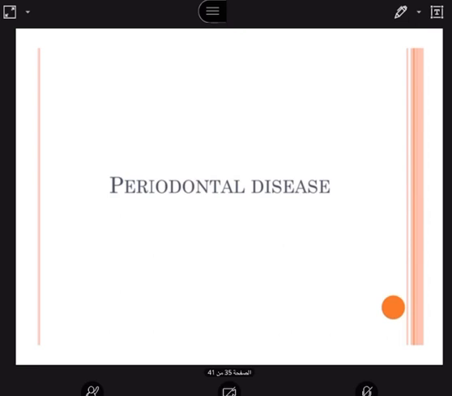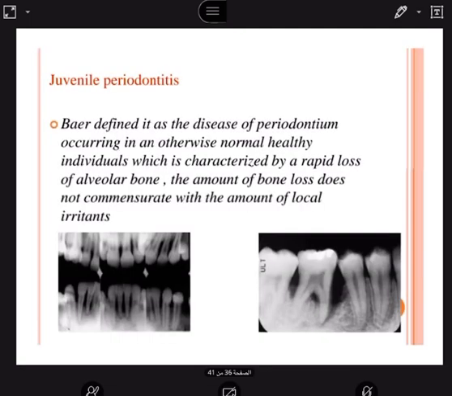So that was with regard to the condition. Now coming to the periodontal diseases. The first one is juvenile periodontitis. Baer is the person who defined this. It's not the animal bear.